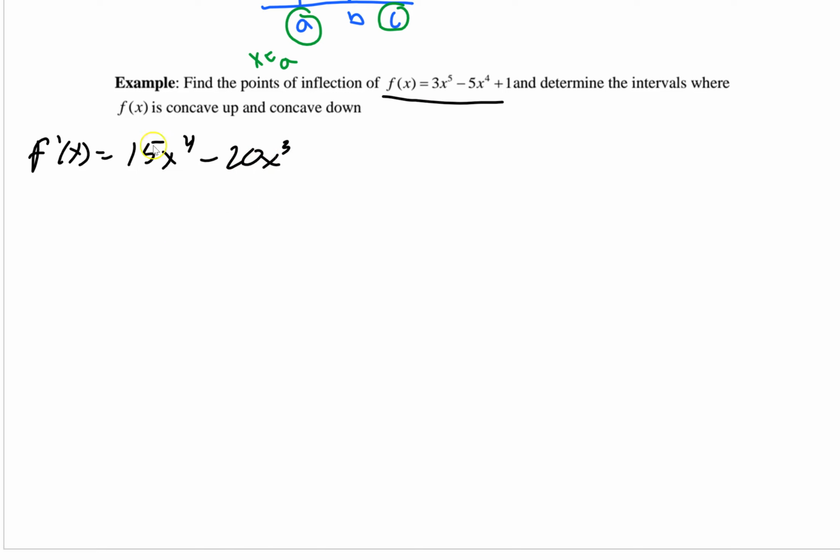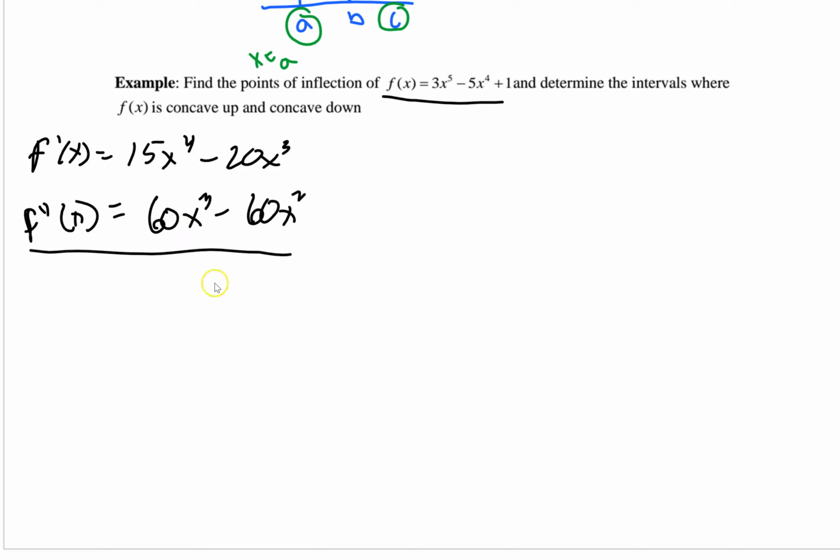If I want to do increasing, decreasing, I'll find the critical points here. But I'm looking for concavity. So let's keep going. Let's take the next derivative, right? Take it again. 60x to the 3rd minus 60x squared. So that's my second derivative. Next, let's find the possible inflection points. Set equal to 0 and factor.